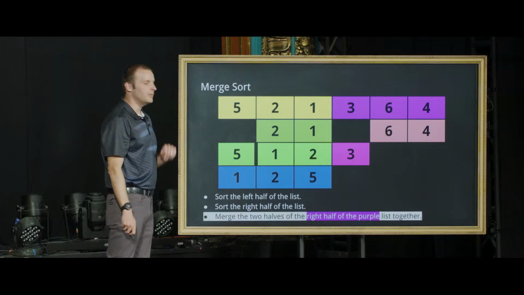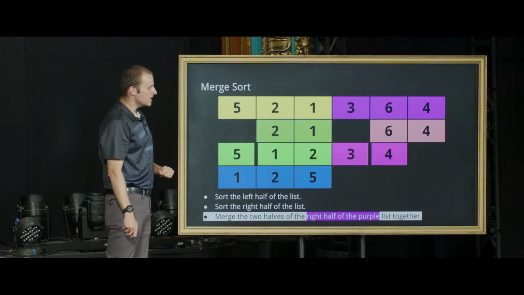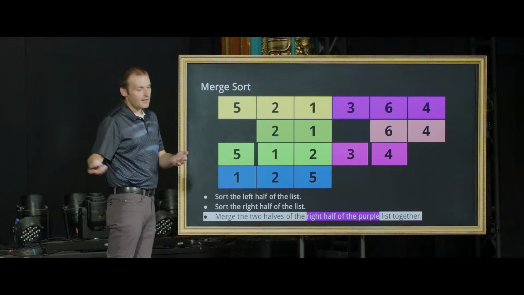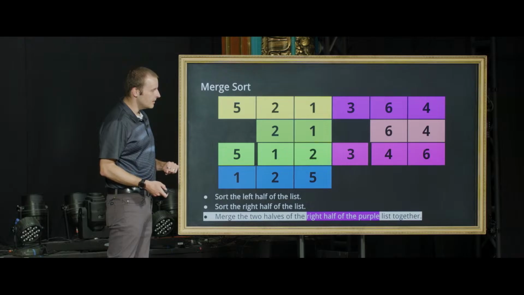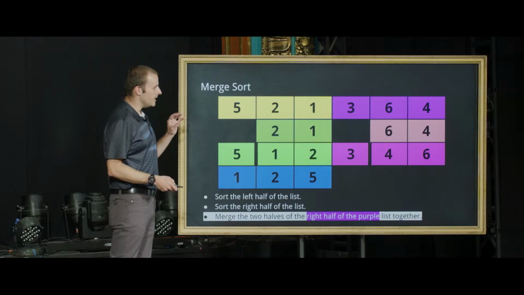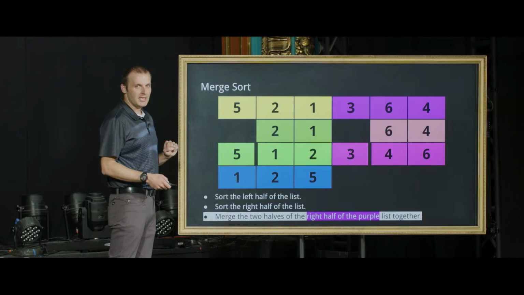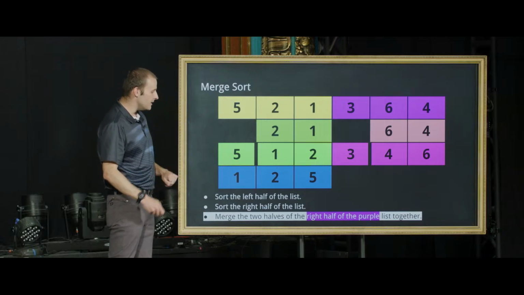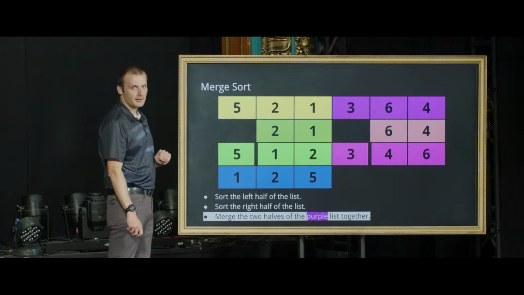How do we do that? We look and we decide which one is smaller. The smaller one is 4. Then what's smaller, 6, or there's just nothing left, so it has to be 6. OK, so now we have sorted the right half of the whole purple list. And now we need to merge the two halves of the purple list together.